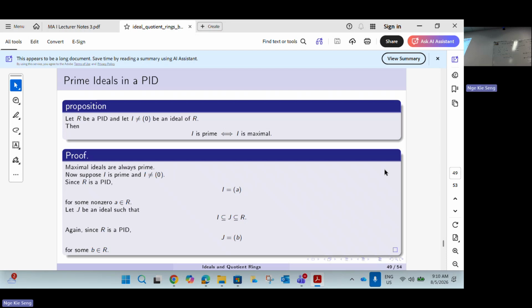Because R is a PID, every ideal is generated by an element, and then we use the previous result. If we have a J here, and J is generated by an element b, then this b is either equal to a, or b equal to 1, which is R itself.